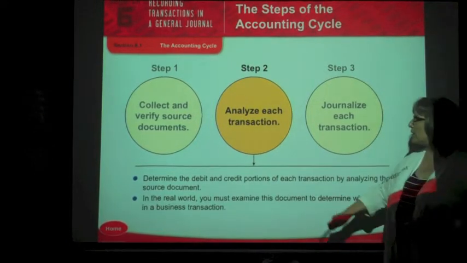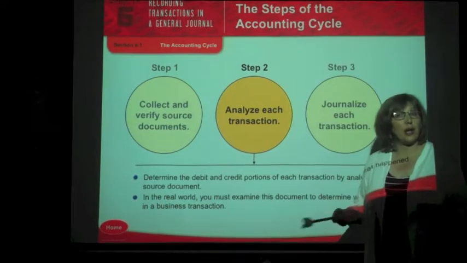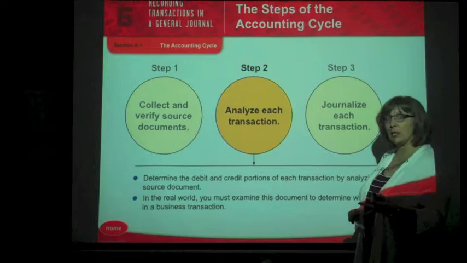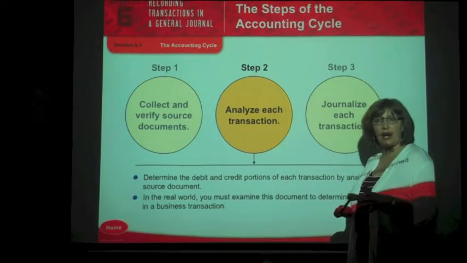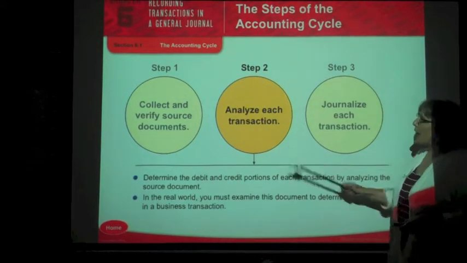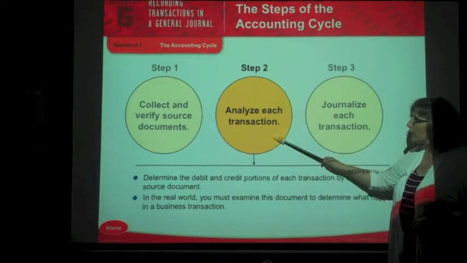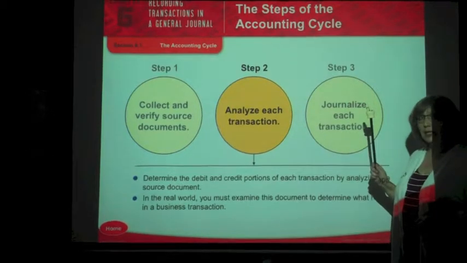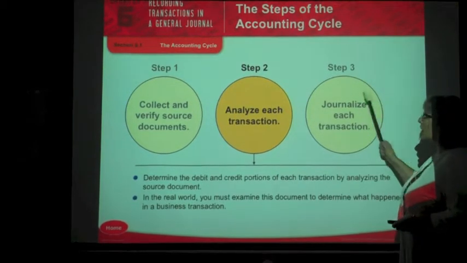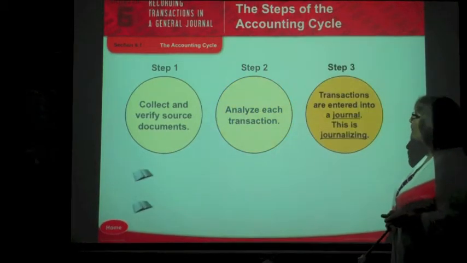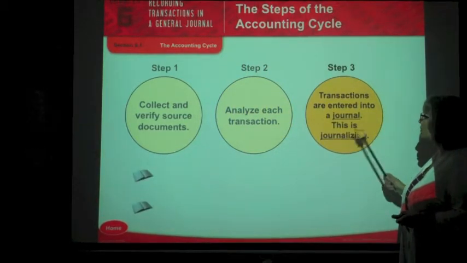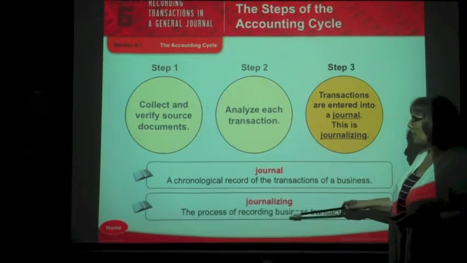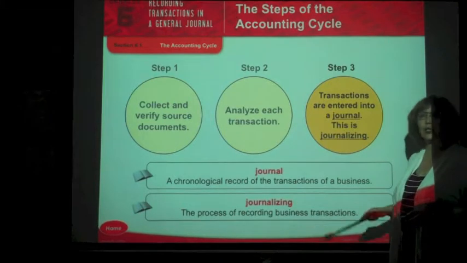And that's just a repeat of what I just said, that in the real world, you're not going to have it in your textbook. You decide what accounts are affected and if they're going to be increased or decreased, and if that's going to happen on the debit or credit side. After you've collected the source documents, you've looked them over, and you've decided what is going to be affected, we're not going to record them in T accounts. Instead, we're going to journalize each transaction. Transactions are entered into a journal, which is that chronological record of the transactions, and the process of doing that is called journalizing.